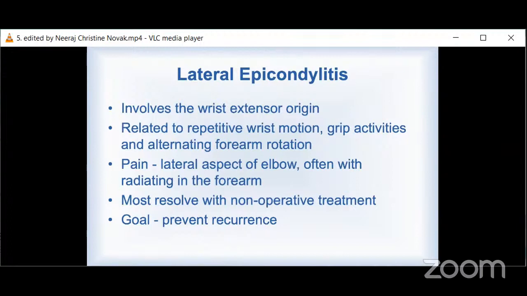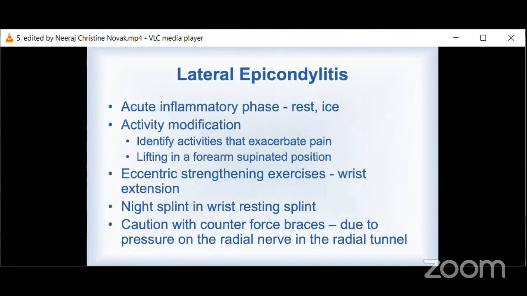And so that would come with activity and future activity modification. In the acute inflammatory phase, rest and use of ice. It's important to identify activities that exacerbate pain and to minimize those activities. And then lifting in a forearm supinated position. With lifting in a forearm pronated position, the extensors will assist in the lifting process and in gripping. And so encourage patients to lift in a forearm supinated position.